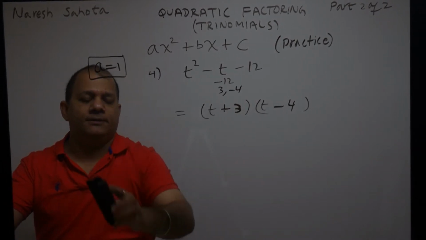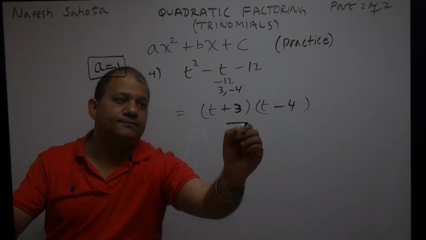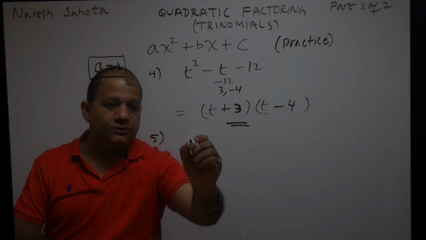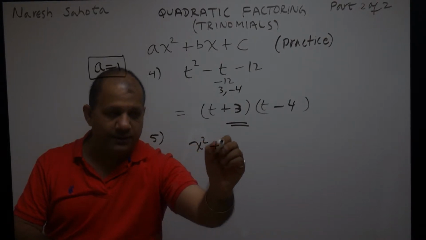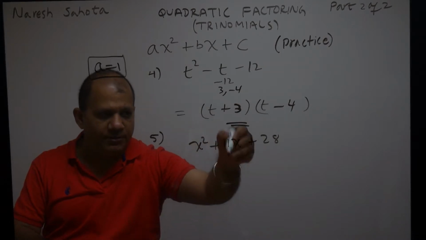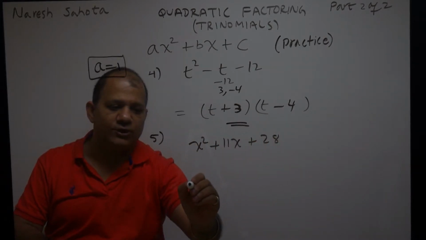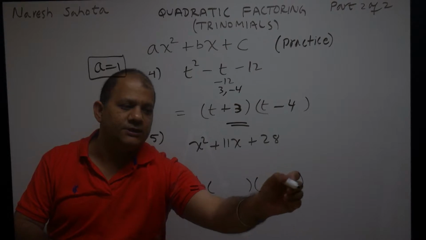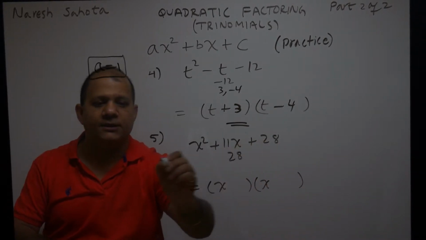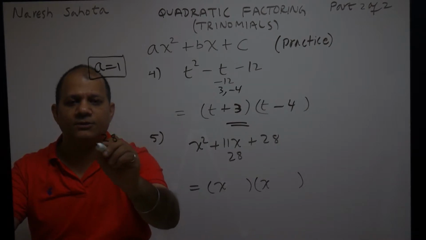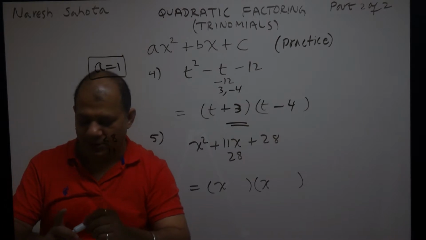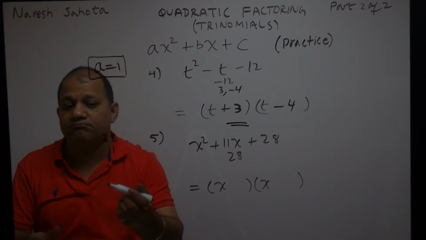Now let's do the next example, 5. So, okay, factor x squared plus 11x plus 28. So x squared, bx, c format, so we know it's a quadratic trinomial. So make two sets of brackets, x and x, copy the last term, 28. So what we're looking for is two numbers that multiply to give us 28, and when we add, we want to get 11. So what are factors of 28?